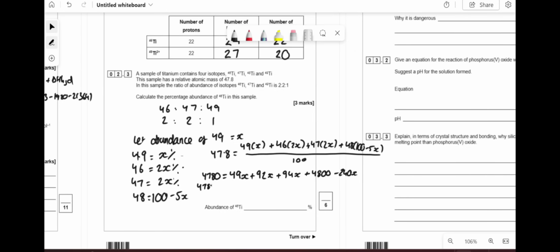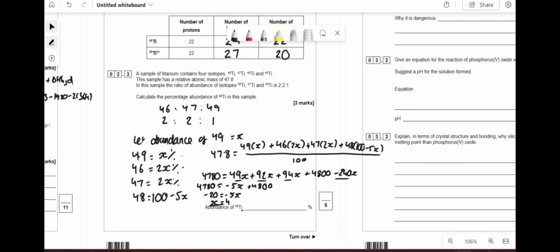So 4780 equals 49 plus 92 plus 94 minus 240 is minus 5x. So all your x's come up. Minus 5x plus 4,800. Subtract both sides by 4,800. So 4780 minus 4,800 is minus 20 equals minus 5x. So x equals 4.